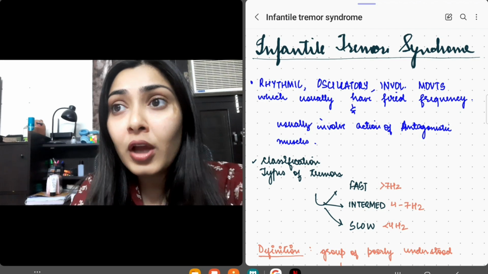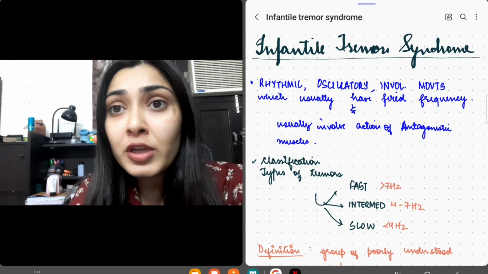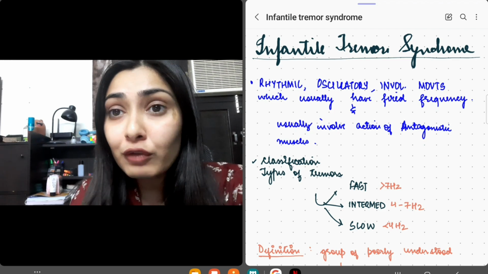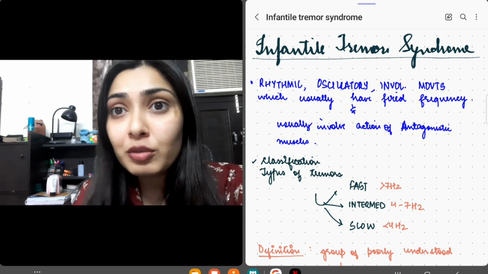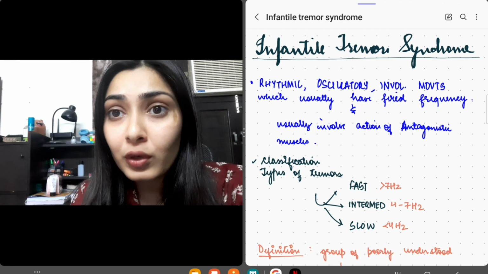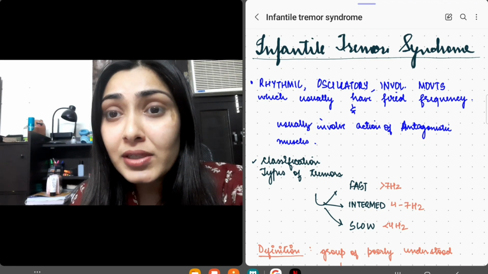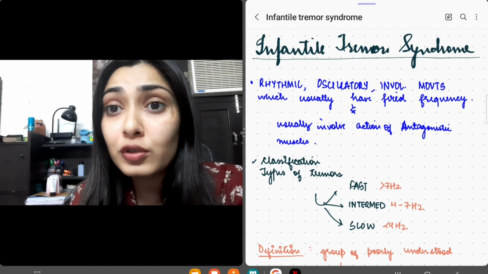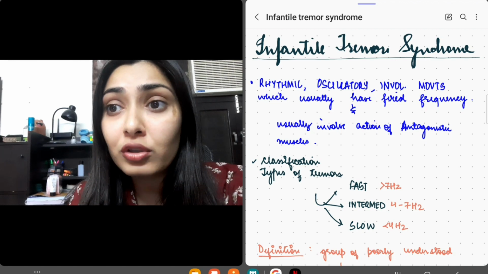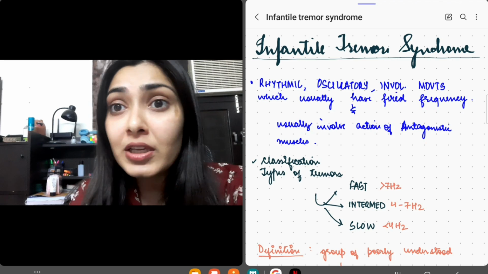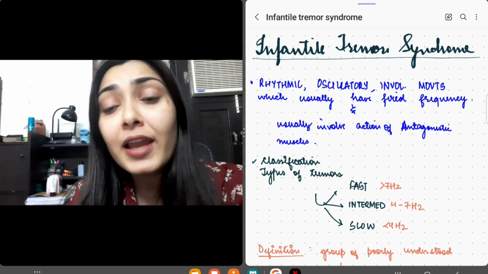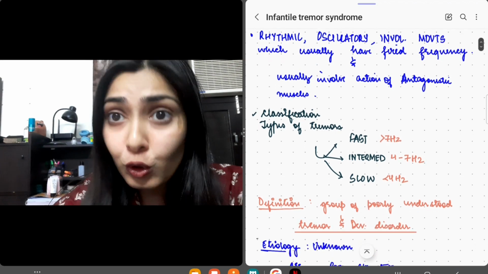So we know now infantile tremor syndrome is a syndrome seen in less than 1 year of age mostly. It involves tremors that are rhythmic oscillatory movements having a fixed frequency involving antagonistic muscles. And we also know there are three types of tremors, that is fast, intermediate, and slow, and this classification is based on the frequency. If the frequency is more than 7 hertz, it is fast, intermediate is 4 to 7 hertz, and less than 4 hertz, it's slow. Right?